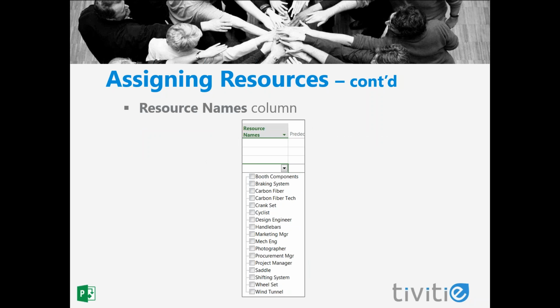And then finally, you can actually assign resources directly into the resource names column. If I click on the cell for resource names next to a task, I'll get this list of all the resources that exist in my resource sheet. And then I can go through and check off the resources that I want to assign to this task. Then when I hit my Enter key, Project will automatically assign all of those resources to the task that I had selected. When you use this approach, Project will always assign the resource at 100%, and if it's a material type resource, it will assign it at a quantity of 1.